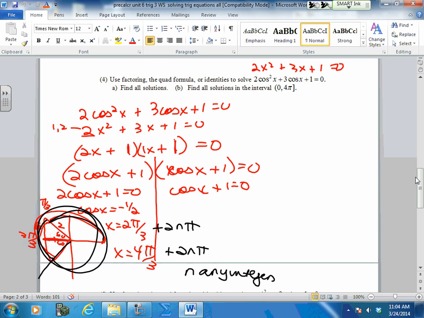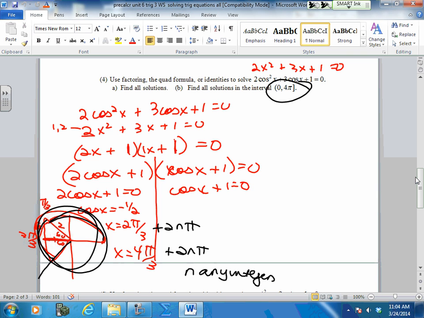Now we need to go from 0 to 4 pi. So how many am I going to end up with? If there's 2 in 2 pi, how many all together in 4 pi? 8. Just these 2. There's 2 in 2 pi. 4. Who said 8? I said 8. I'm not 8. 4.